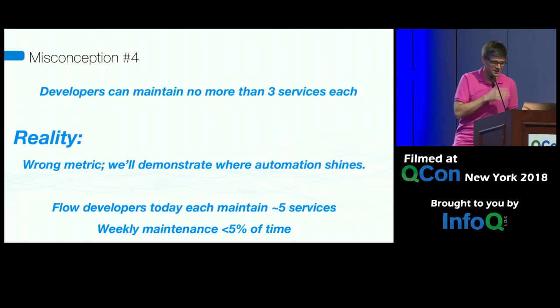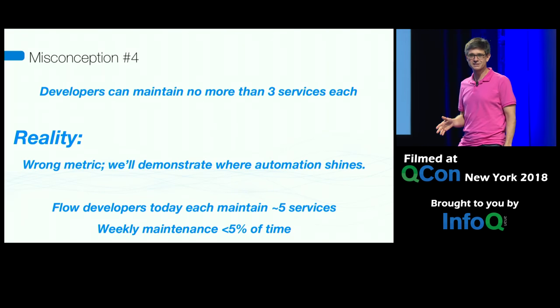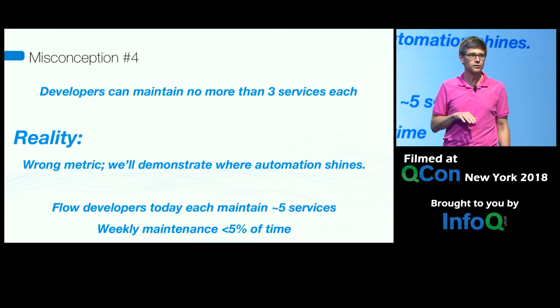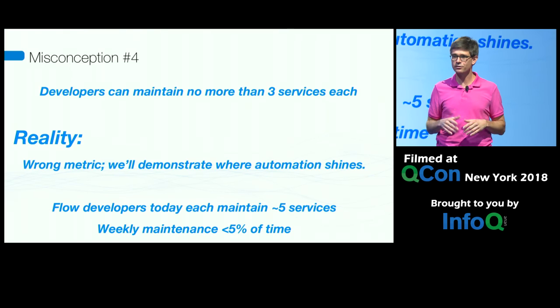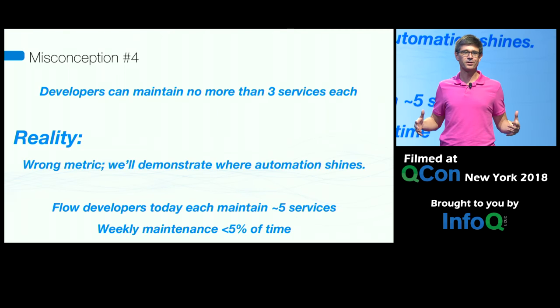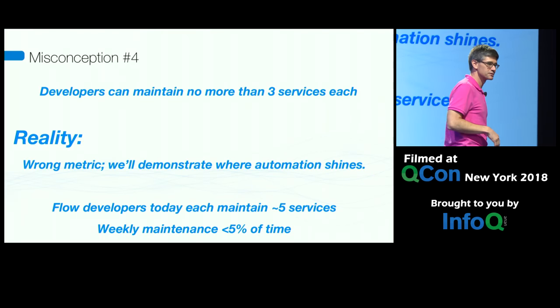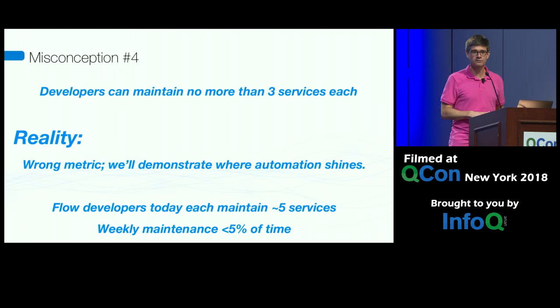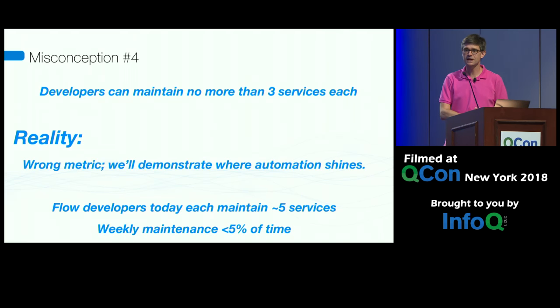Misconception number four, developers can maintain no more than three services each. This is certainly true at Gilt. A few folks from Netflix shared that the ratio of three services per developer ends up being kind of this magic number, and you get to that number, and then you stop feature development, and all you do is babysit and maintain all your services. I think this is the wrong metric to focus on, and if you're having conversations about this metric, I think it's a clear sign that you need to invest in automation and tooling, and we'll go through a lot of the tooling we have here.